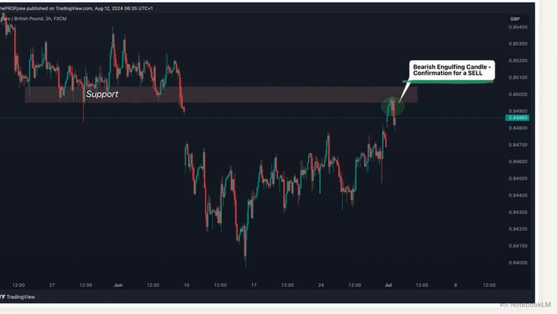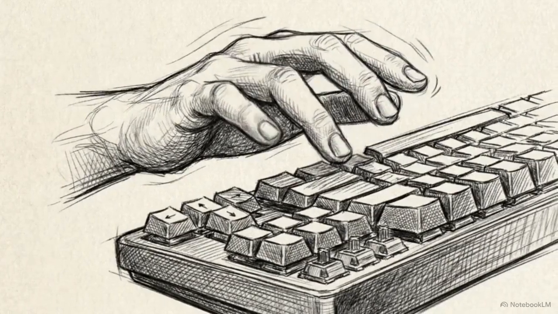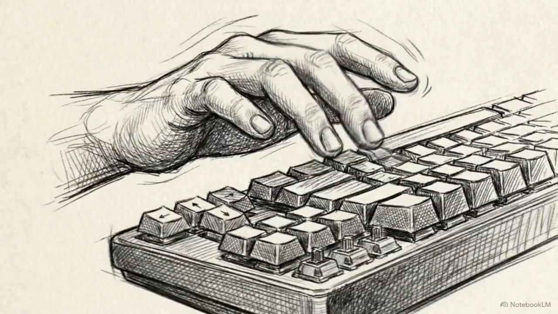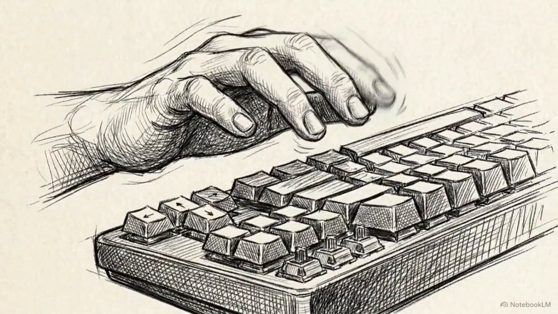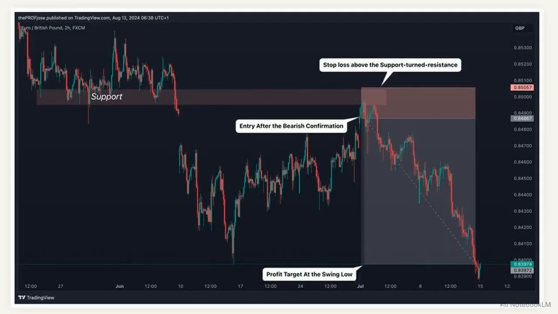We look for a specific pattern at the boundary, a bearish engulfing candle. The large red body completely swallows the previous green candle, proving sellers are defending this new resistance level. Waiting for this specific candlestick confirmation at a predetermined zone is the dividing line between gambling and executing a calculated strategy. This chart displays the full trade setup.